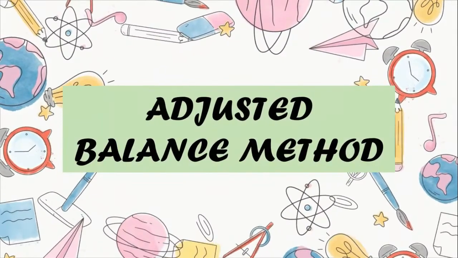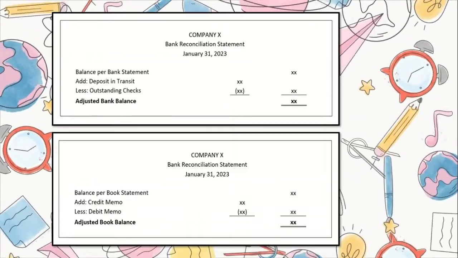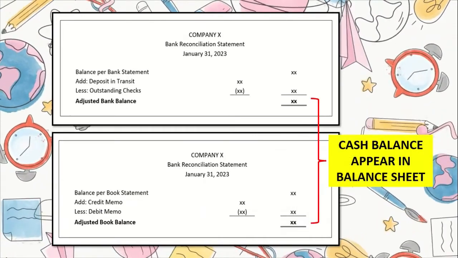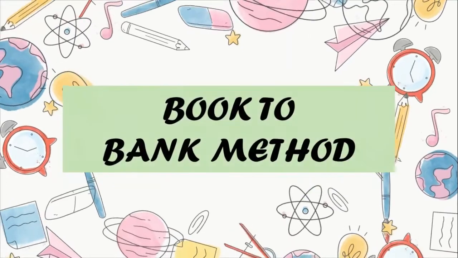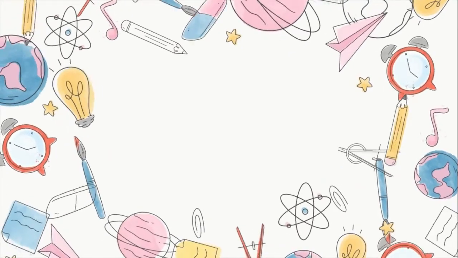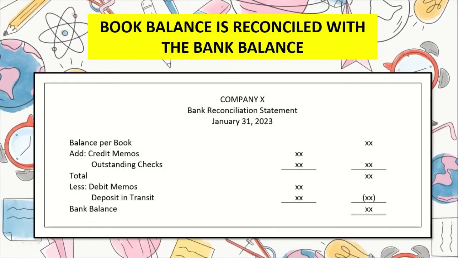Adjusted balance method. Under this method, the book balance and the bank balance are brought to a correct cash balance that must appear on the balance sheet. Book to bank method. Under this method, the book balance is reconciled with the bank balance, or the book balance is adjusted to equal the bank balance.